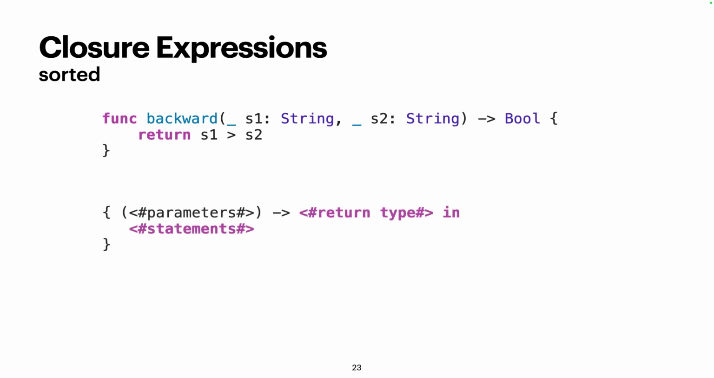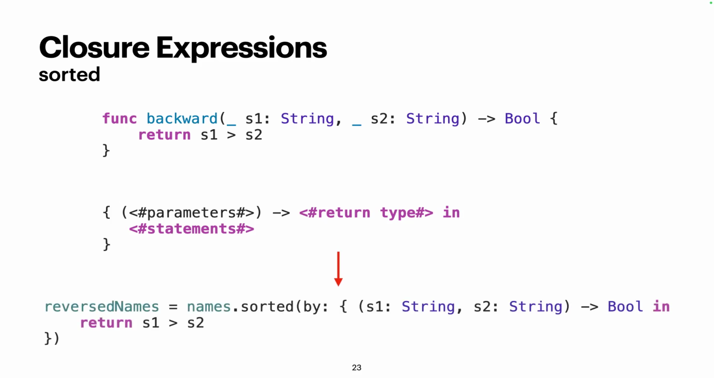Now we can make this more simple. We could rewrite this function. Again, remember, a closure is a function. We could write this using closure syntax where we have these brackets here, but now we have our parameters within parentheses, then an arrow, the return type of the function, and then the in keyword. This in keyword just separates the parameters and return type from the actual function implementation. So we could rewrite backward into something that looks like this.